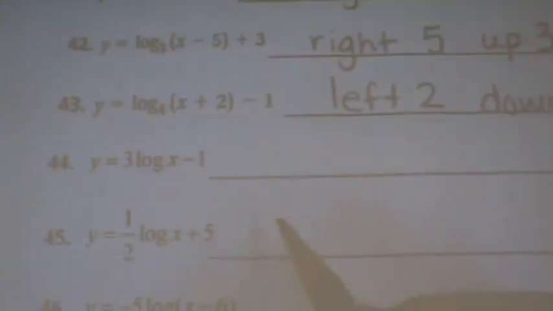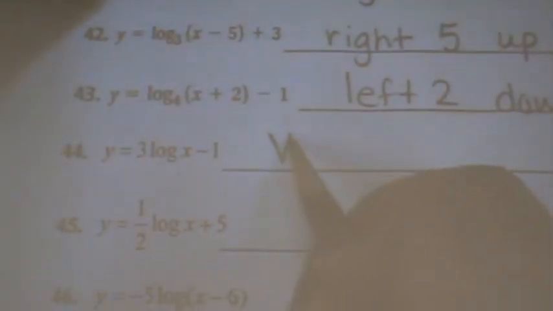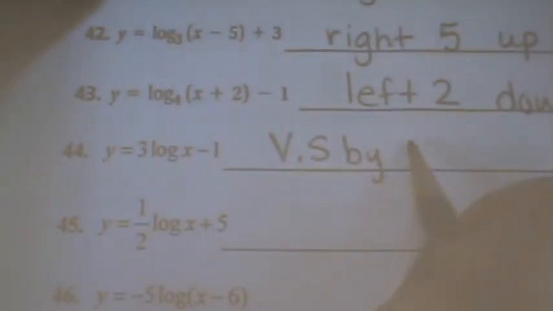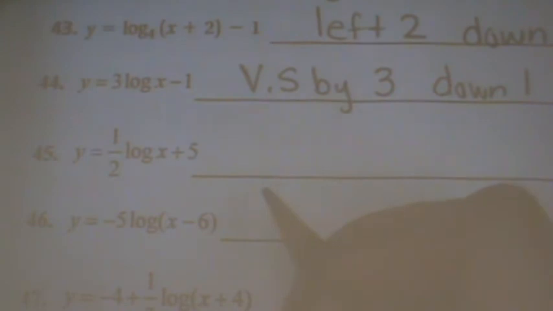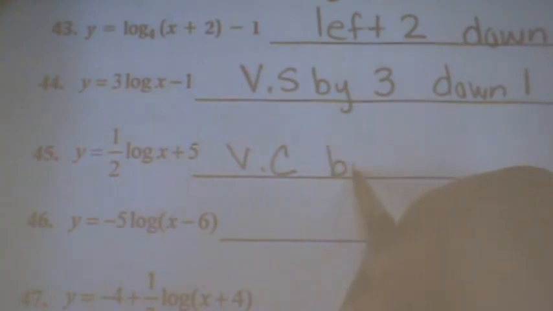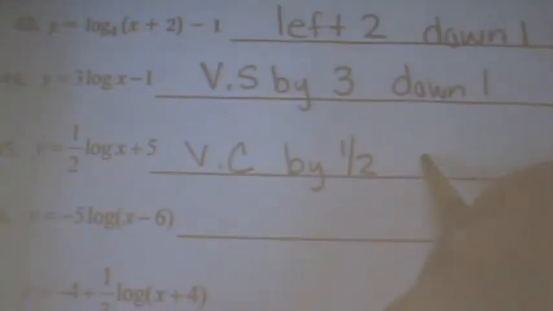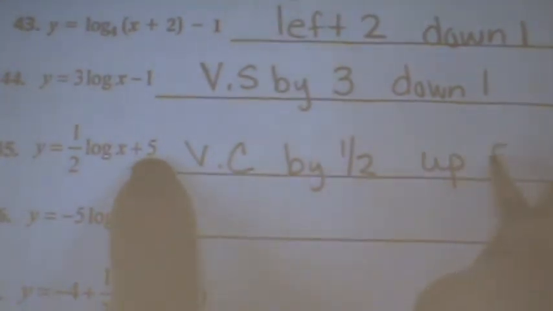Next one's different. 44. Vertical stretch by a factor of 3 and down 1. How about the next one? Vertical compression, we just write VC. Vertical compression by 1/2. And is that left 5? It's up 5. Good job, up 5.